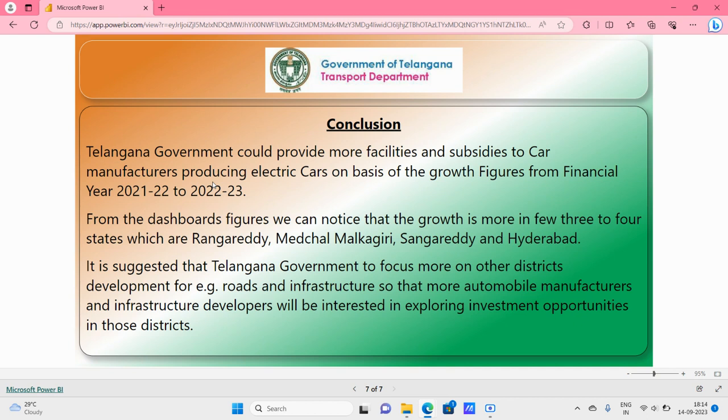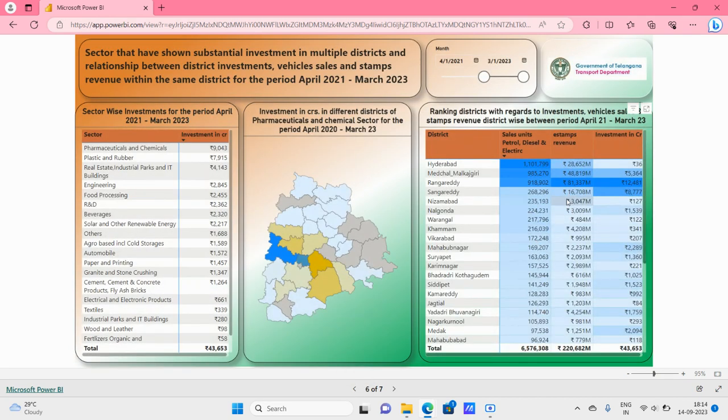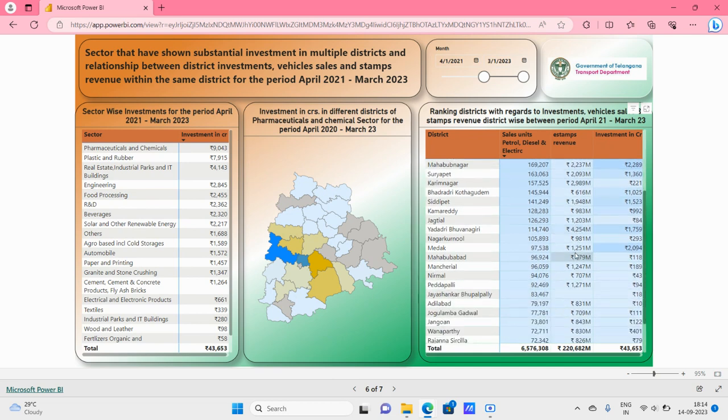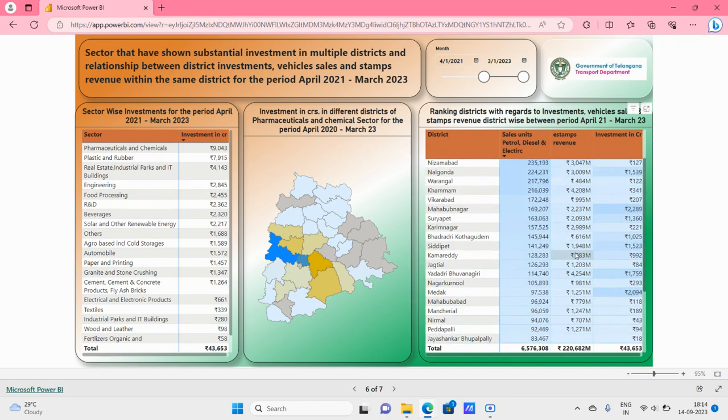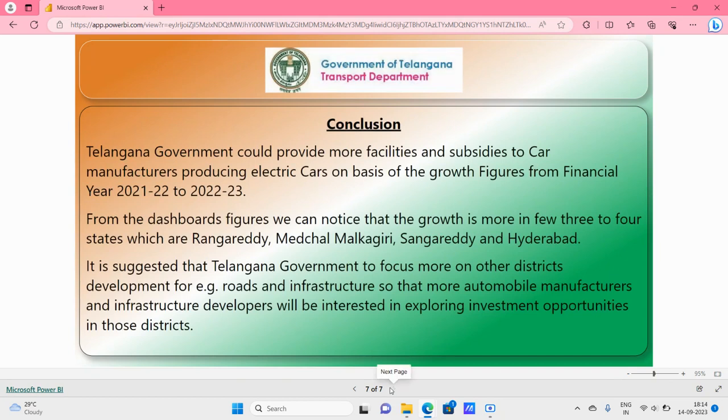Now we will give a suggestion to the Telangana government to focus on other districts as well, because we can see over here the growth is not that much. We can see the growth is a little bit low in the other districts. They can focus development on those districts, like roads and infrastructure, so that more automobile manufacturers and infrastructure developers will be interested in exploring the investment opportunities in those districts.